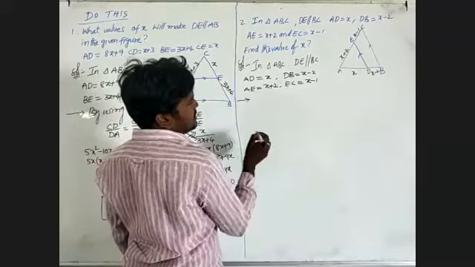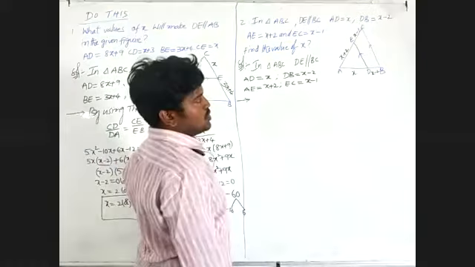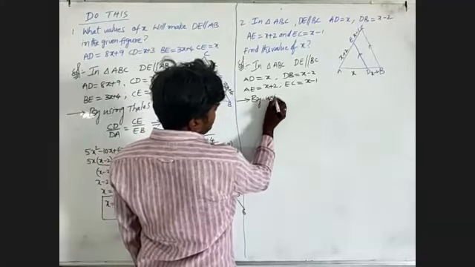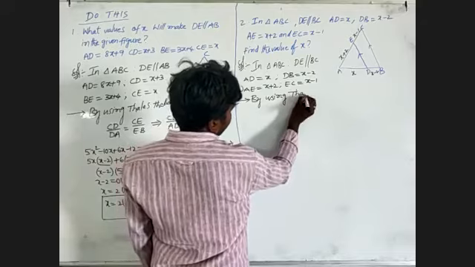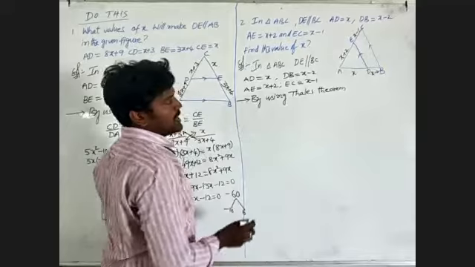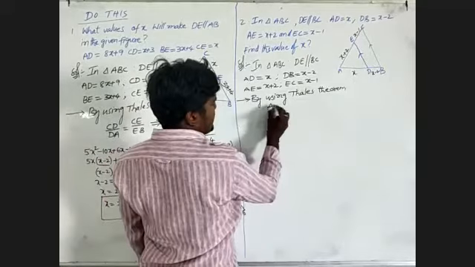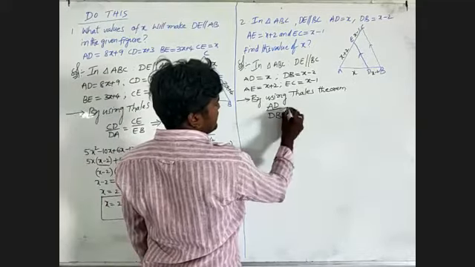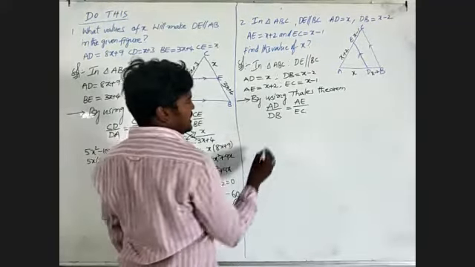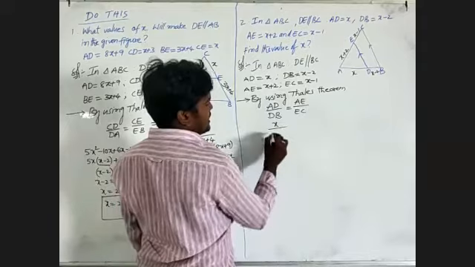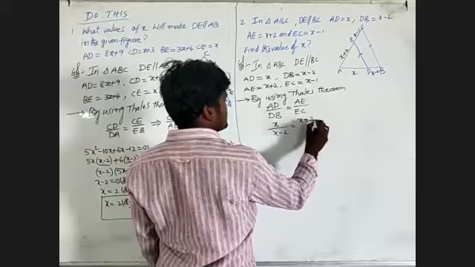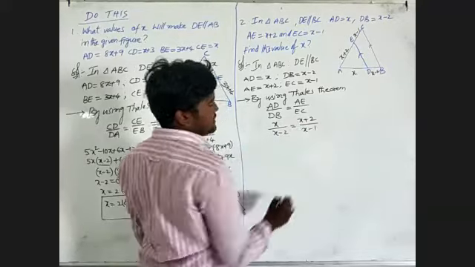Here, in this type of triangle with a parallel line intersecting, by using Thales theorem, we write AD by DB must be equal to AE by EC, where AD is equal to x, DB is equal to x minus 2, AE is equal to x plus 2, and EC is equal to x minus 1.